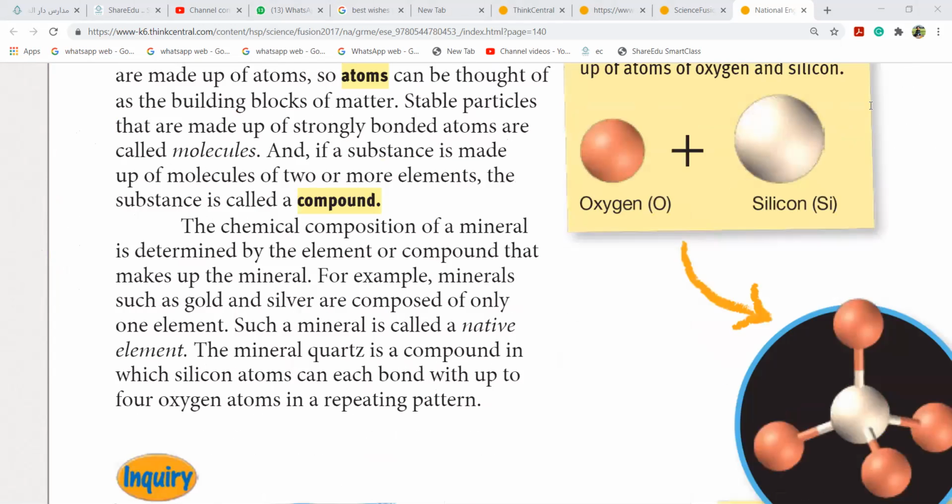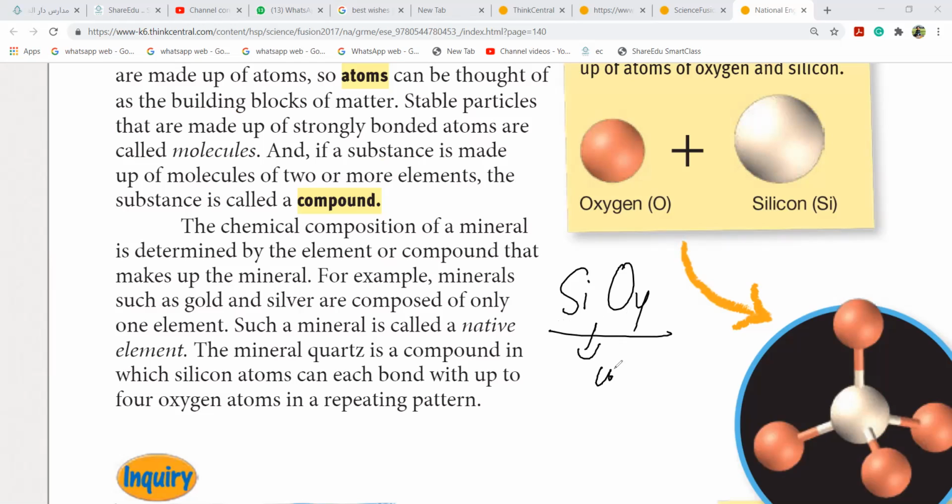The chemical composition of a mineral is determined by the element or compound that makes up a mineral. For example, minerals such as gold and silver are composed of only one element. Such a mineral is called a native element. Like gold has only gold inside, that's called a native element, especially when they're natural. Quartz is a compound which has silicon bonded with 4 oxygen atoms. It's SiO4. Silicon, Si, and O4. So this is a compound.